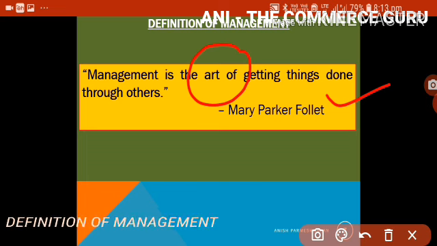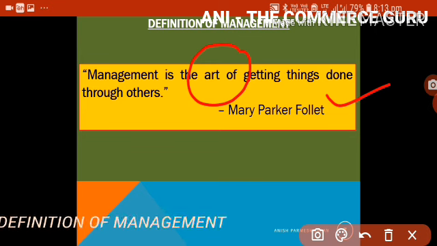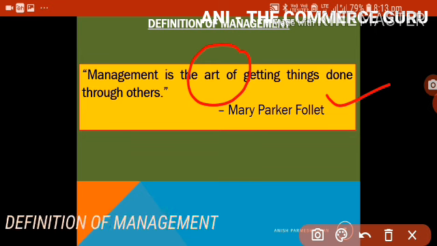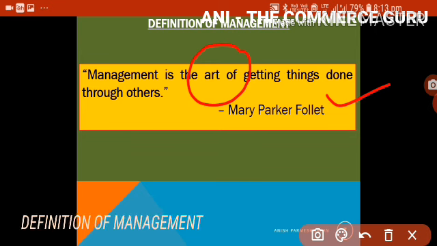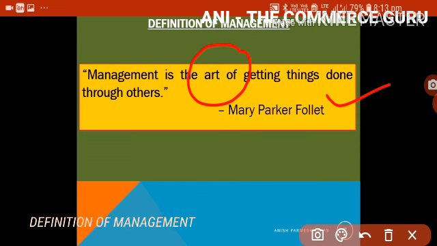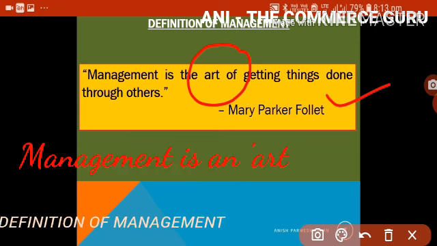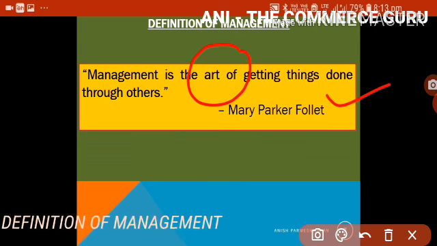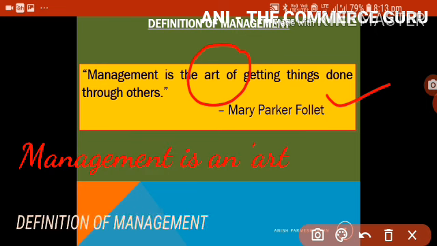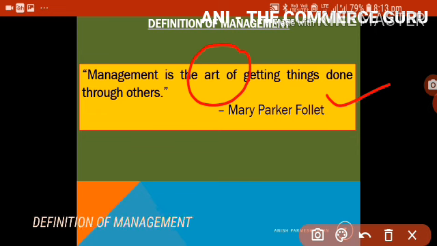Because the performance depends upon person to person. Here we are telling that management is the art of getting things done through others. So management is also an art. Managers are artists. So you are going to learn the art of management.